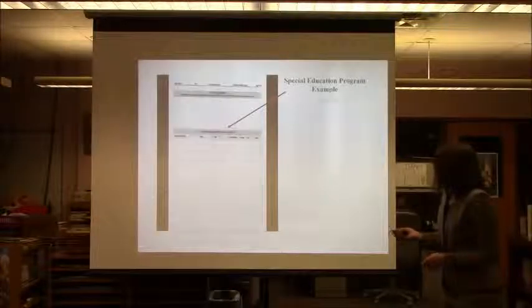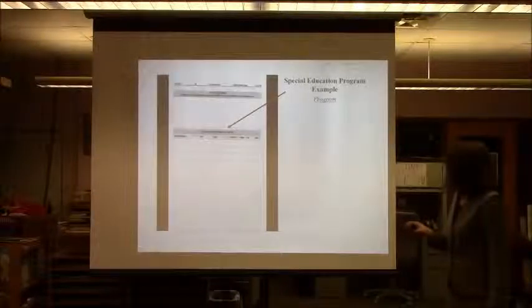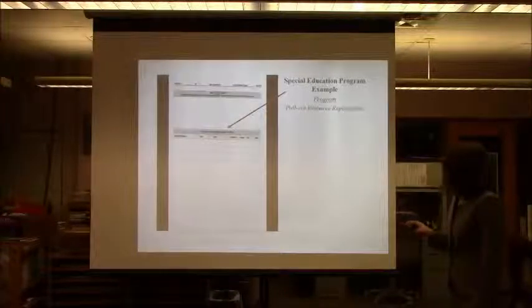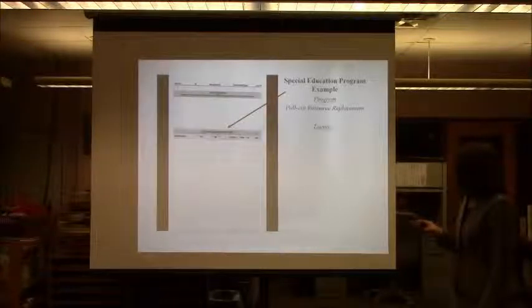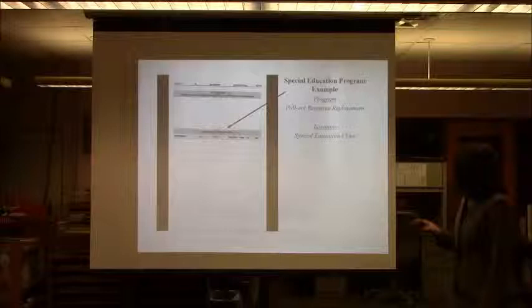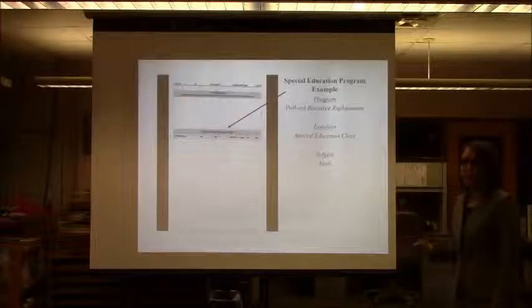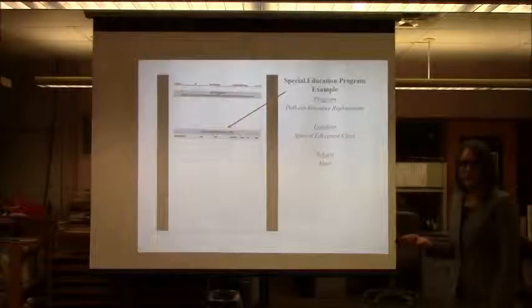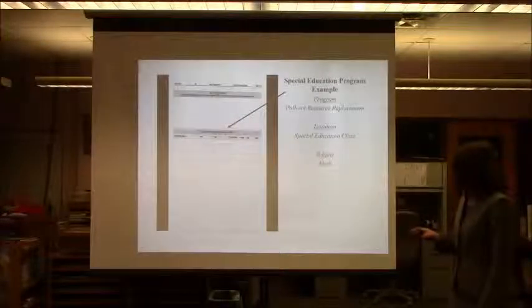So this is an example of a special education program, and if you look at the sample IEP, you can see this page there. For example, a student's program might be a pull-out resource replacement. The location would be in a special education class if they're getting pulled out of the general education classroom. In this case, we're saying the subject that the student needs this support in is math, so perhaps that's the area. In this case, that's the area of disability that the student is needing remediation and support.